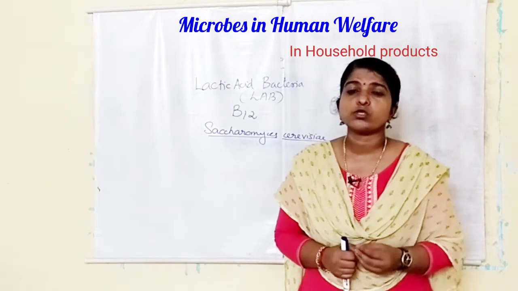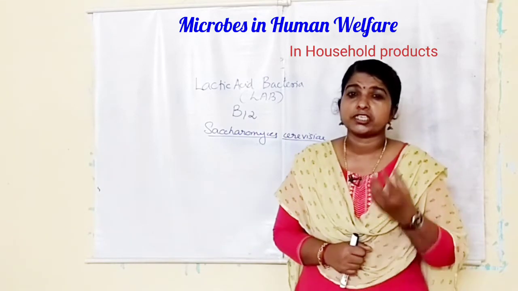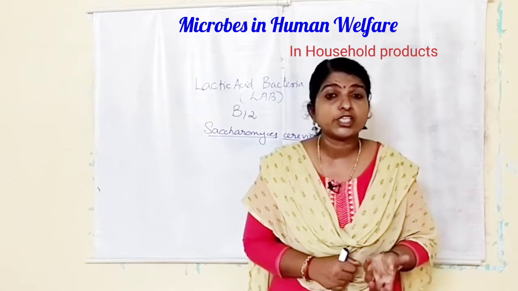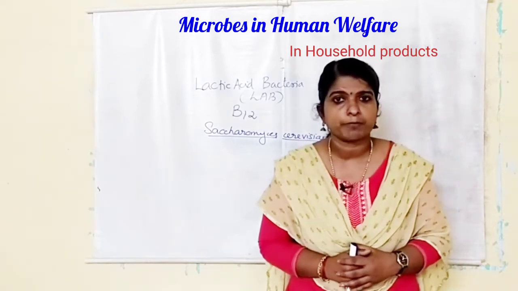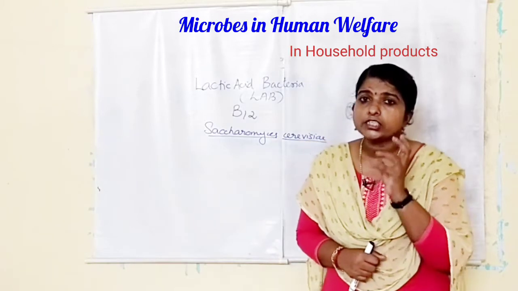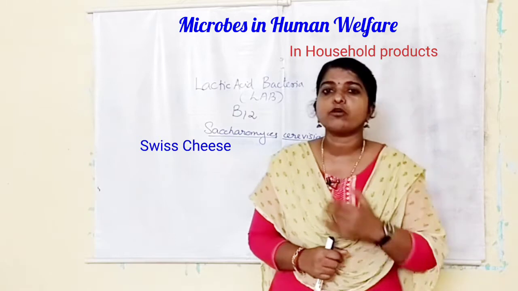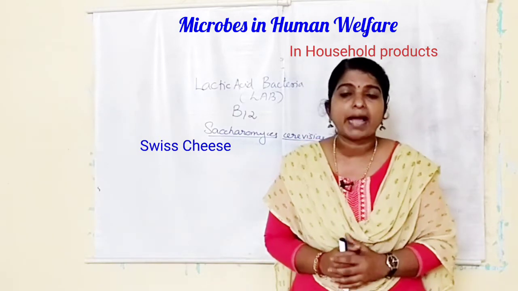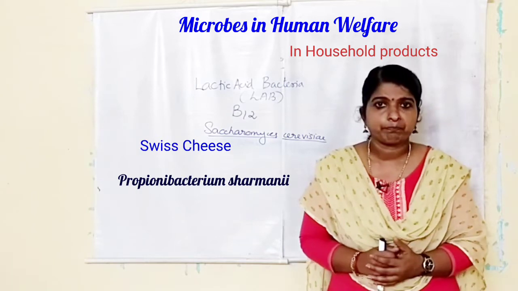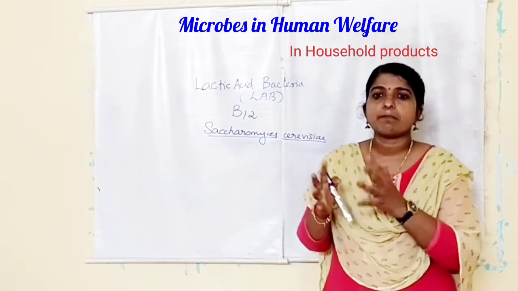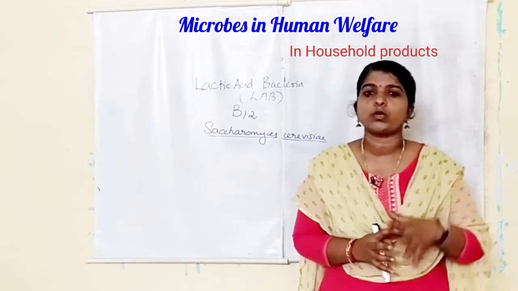The cheese is also prepared using microorganisms. The texture, the flavor, the taste of the cheese is determined by the type of microorganism used. For example, the large holes in the Swiss cheese are due to the production of a large amount of carbon dioxide by a bacterium called Propionibacterium shermanii. Okay. So these are some of the important uses of microorganisms in household products.